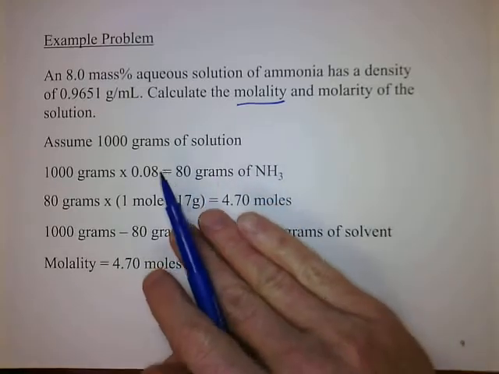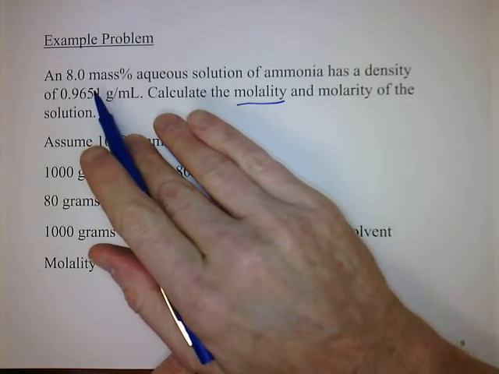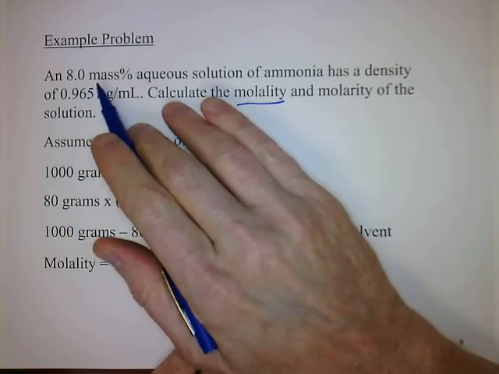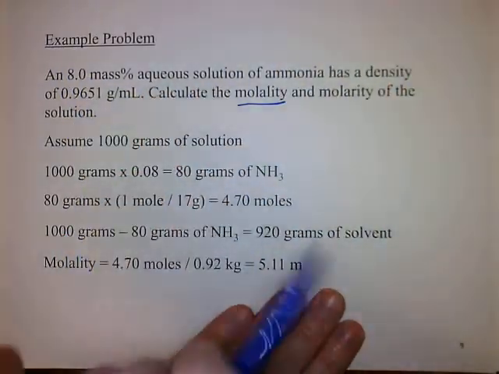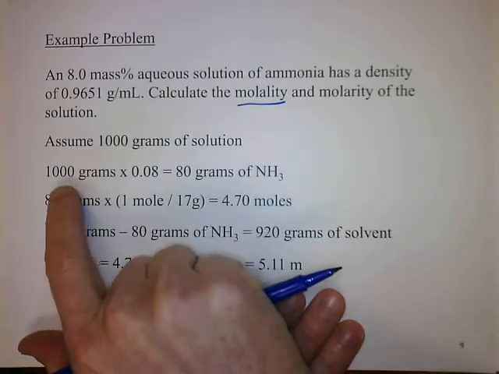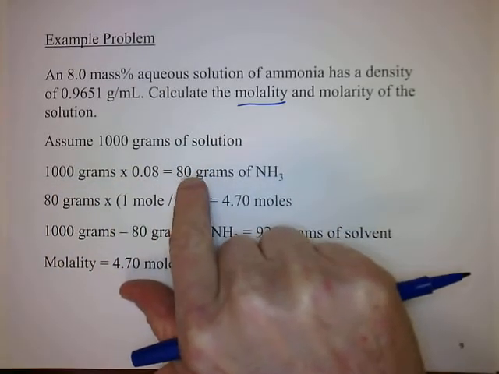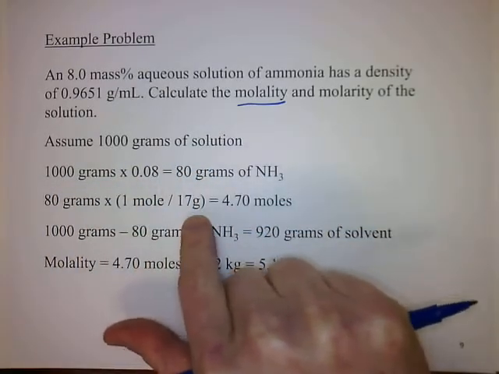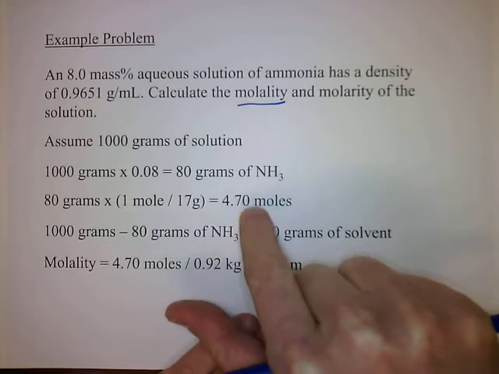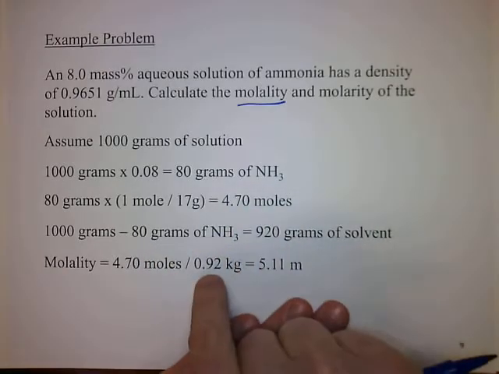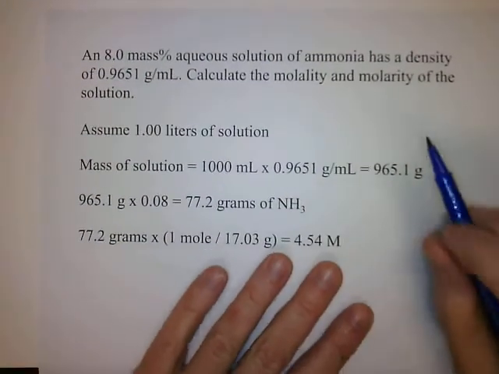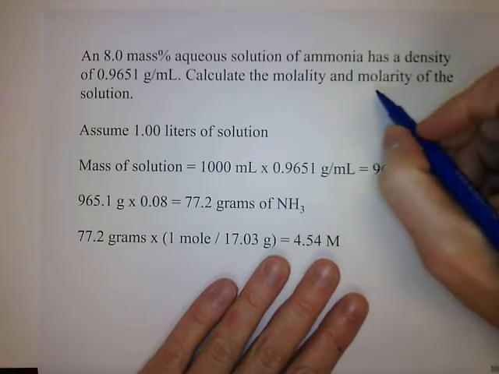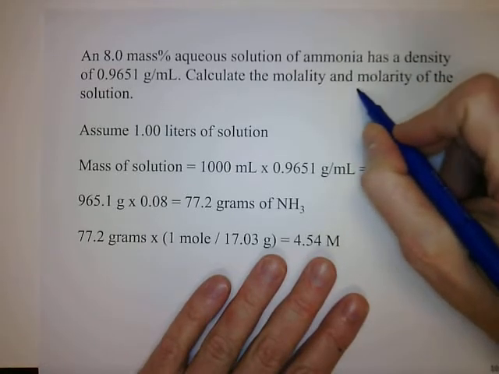So we assumed the mass, and we took a percentage. We know it's 8% ammonia. 8% of the 1,000 grams is 80, divided by the molar mass of ammonia is 4.7 moles, and we divide that by the mass of the solvent. Okay, same problem, except now let's do the calculation for molarity.